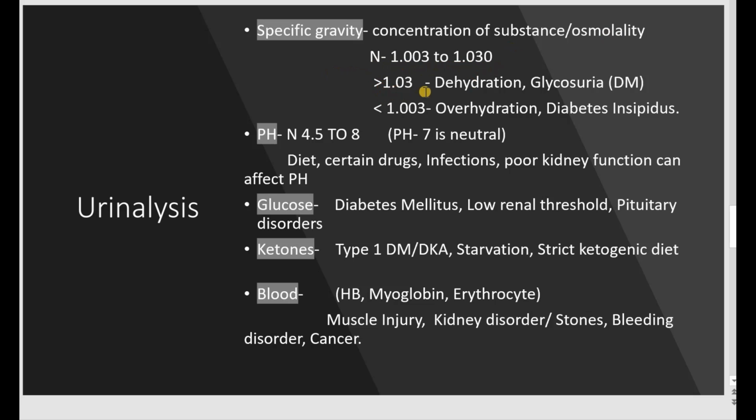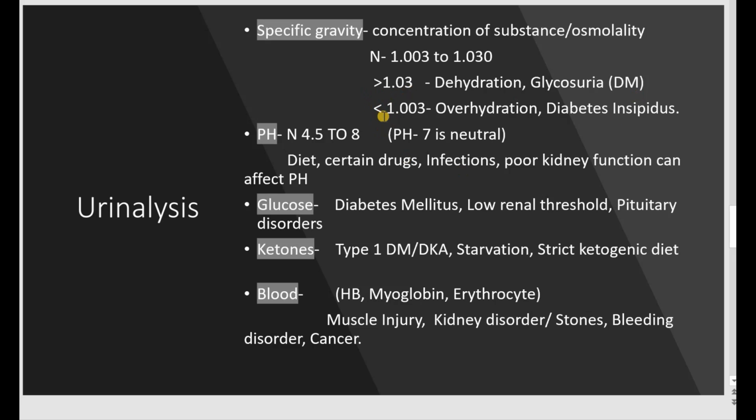If it is greater than 1.03, that means there are more particles or less fluid. It's concentrated urine. So it may indicate dehydration, less fluid, or glycosuria. That means it is seen in diabetes mellitus. If there is high blood sugar, urine may contain glucose. The glucose is not reabsorbed by the kidneys and gets excreted through the urine. So that can increase the specific gravity.